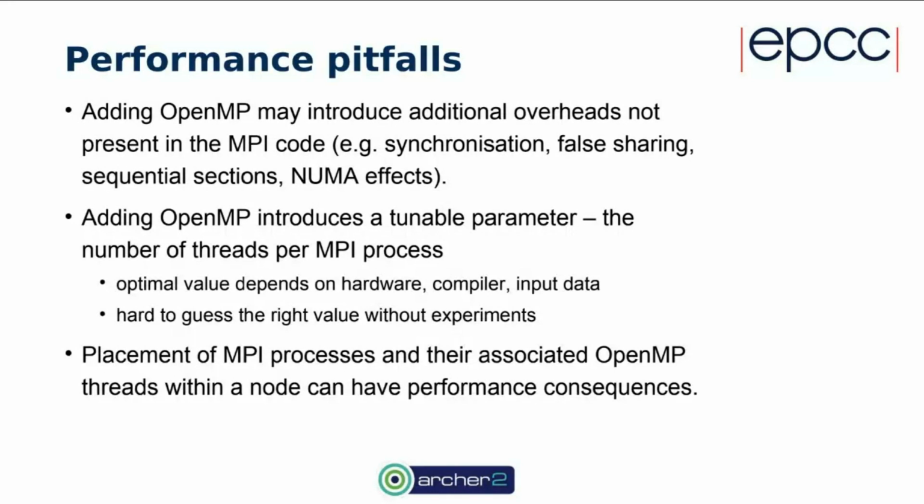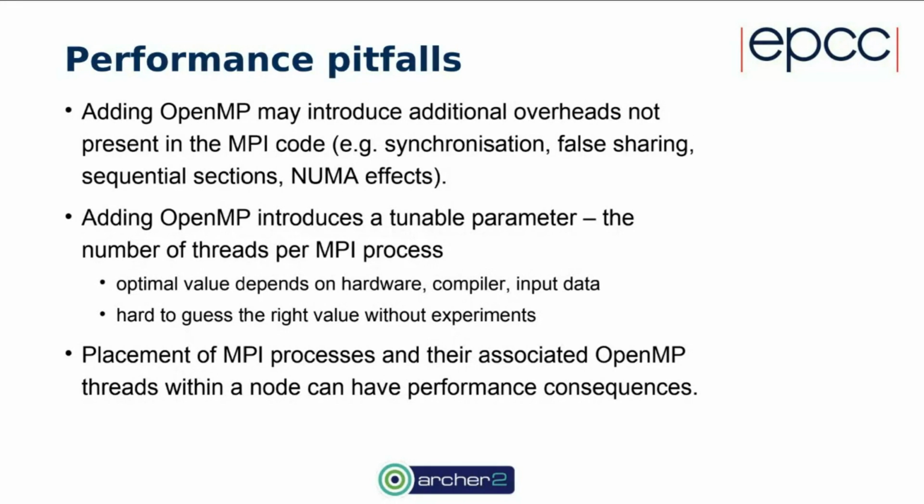And then there are a bunch of performance pitfalls that we can fall into. As we saw last time, adding OpenMP may introduce some additional overheads which weren't present in the MPI code. So things like OpenMP barriers, for example, false sharing, sequential sections, NUMA effects. All things which we talked about last time.